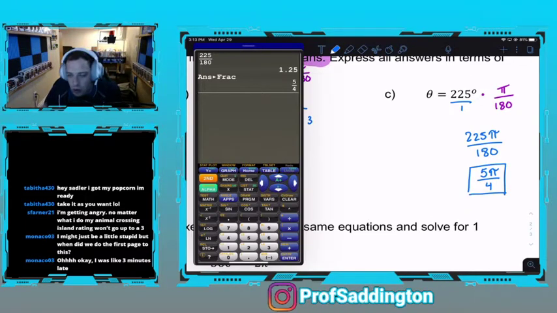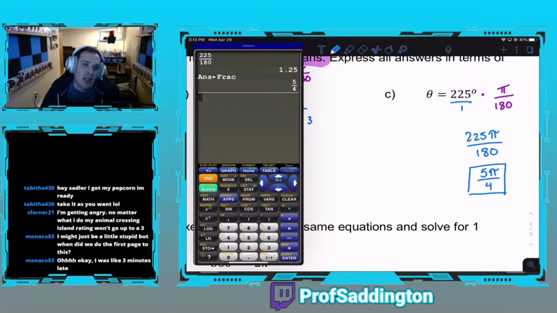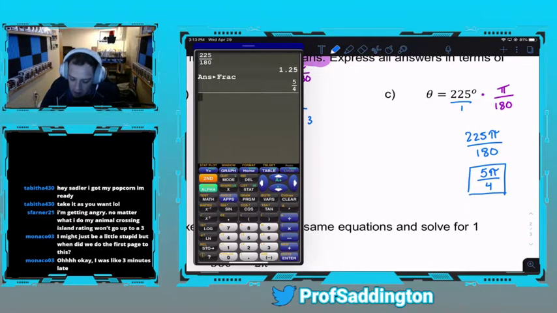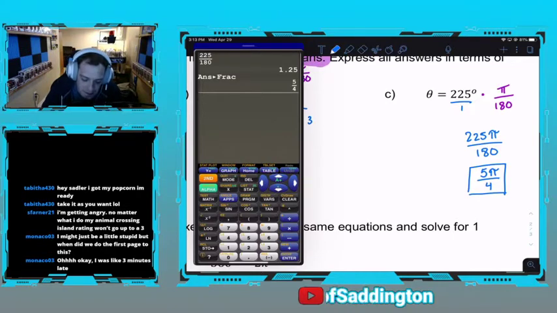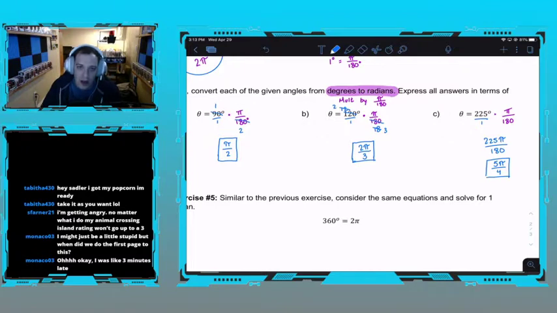And if you don't remember how to do something on a calculator and you want help with it, don't be afraid to ask me. Shoot me an email. I know some people forget how to change it to a fraction. That's the math button. Again, if you need help with it, just let me know. So for those first three, we converted them all into radians.